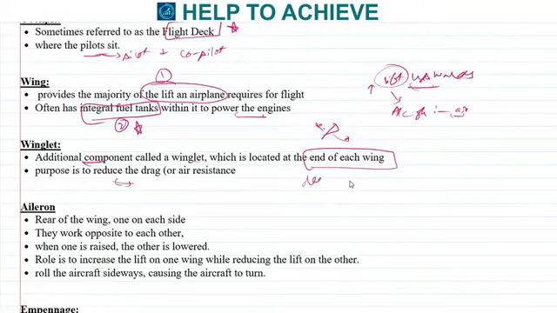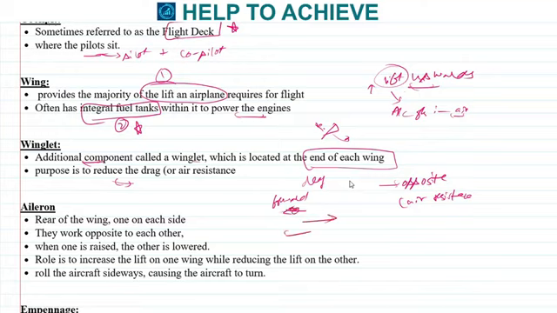We know that drag is nothing but the opposite force, or the air resistance. So let's say the aircraft is moving forward, in this direction, then the drag will be in the backward, opposite direction. So this winglet will also help to reduce the drag. The lesser the drag, the faster the aircraft will move. Okay. So that is the important functionality of the winglet.